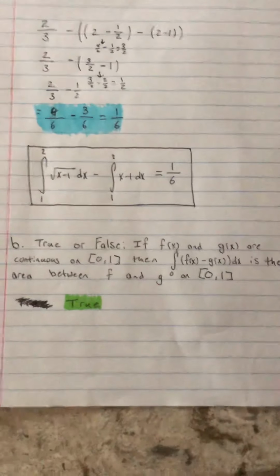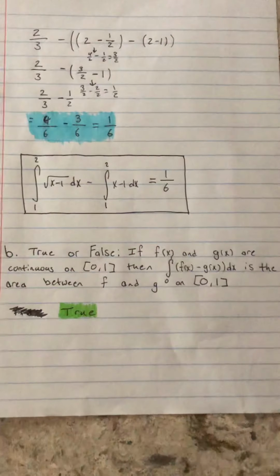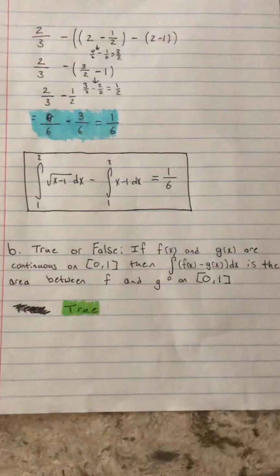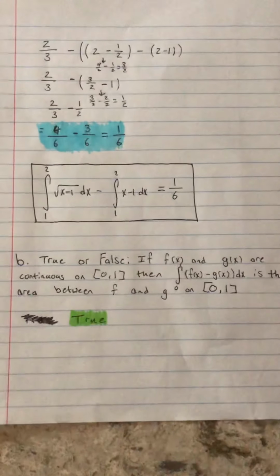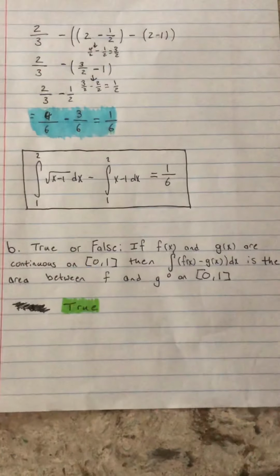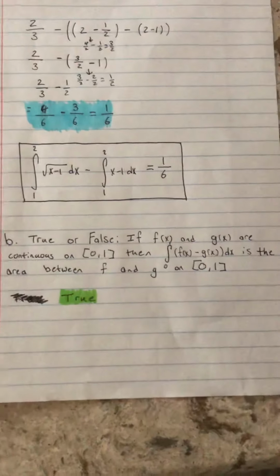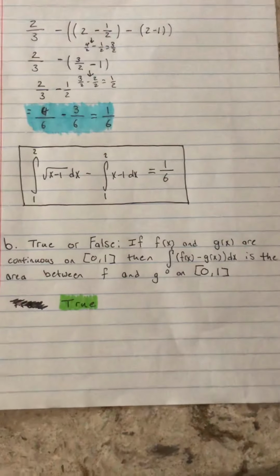So I hope that proves why this statement is true: that if f of x and g of x are continuous on an interval a to b, and in this case that's just 0 to 1, then the definite integral from 0 to 1 of f of x minus g of x is the area between those two curves on the interval 0 to 1.